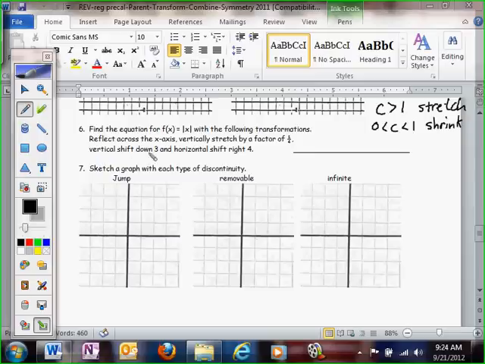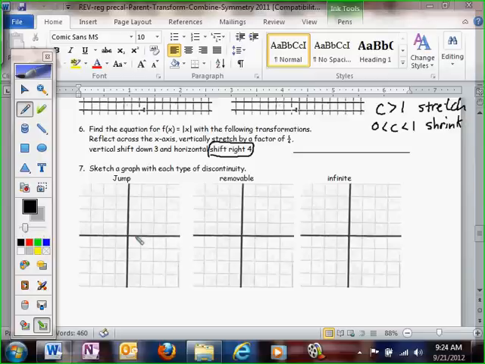And then there's going to be a vertical shift down 3 units. So you would want to put that where it belongs, and then be careful with this horizontal shift. It goes inside the parentheses, but I'm going to let you handle that one on your own. Number 7, you will refer to note card 11, where it talks about the different types of discontinuity, whether it be a jump, removable, or infinite.